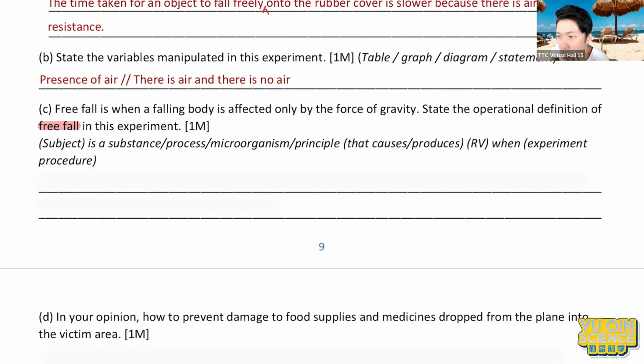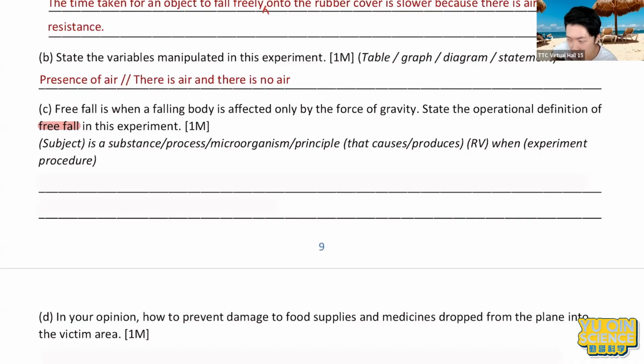Free fall is a process that causes the time taken for the object to fall to be slower when there is presence of air, when it is vacuum. Time taken for the object to fall is slower when the air is pumped out of the cylinder, or it's vacuumed out of the cylinder. Must further a bit on that. But Jinwei, I really suggest you do the other way around.